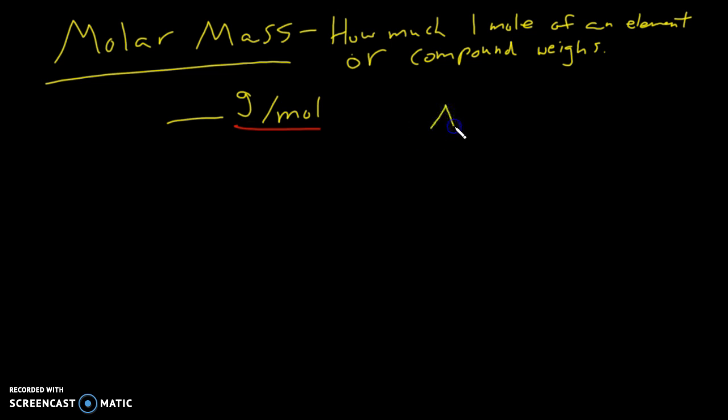This is different than when we talked about atomic mass. We used a unit of AMU because AMU stands for atomic mass units. So atomic mass uses atomic mass units, AMU. When we're talking about molar mass, we have grams per mole. Molar mass has moles in it.